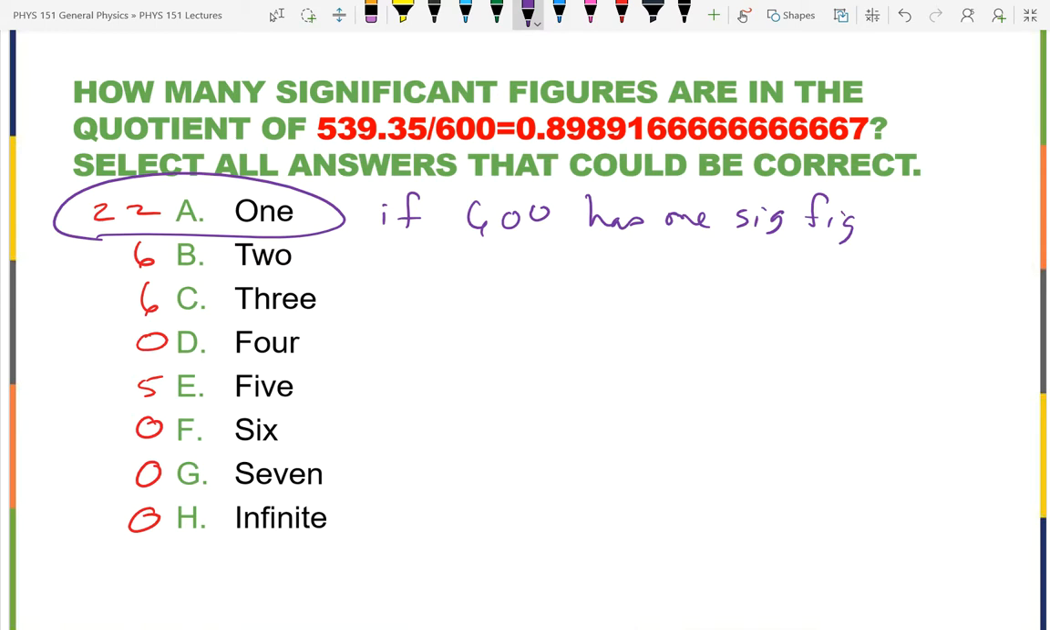So then the actual answer for this one would be A, B, C, and H? A, B, C, and E. Sorry. Not H, because if 600 has infinite significant digits, then the least number of significant digits is the 539.35.